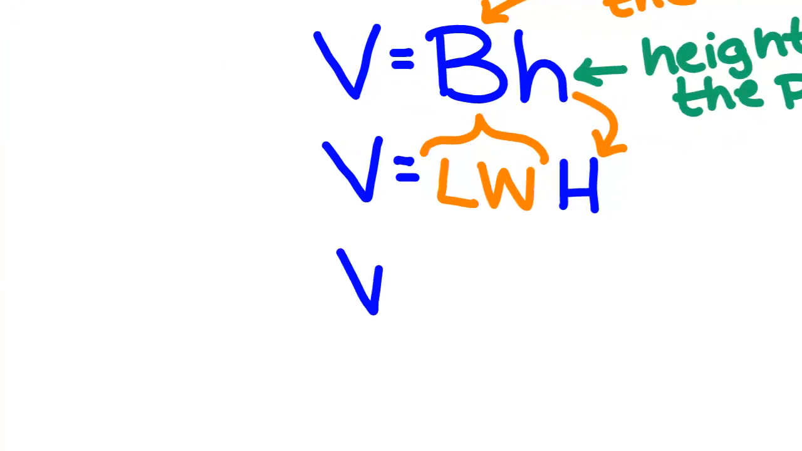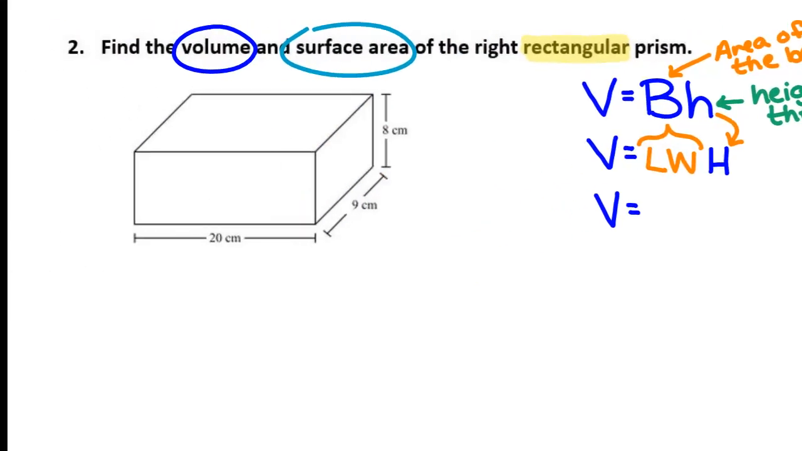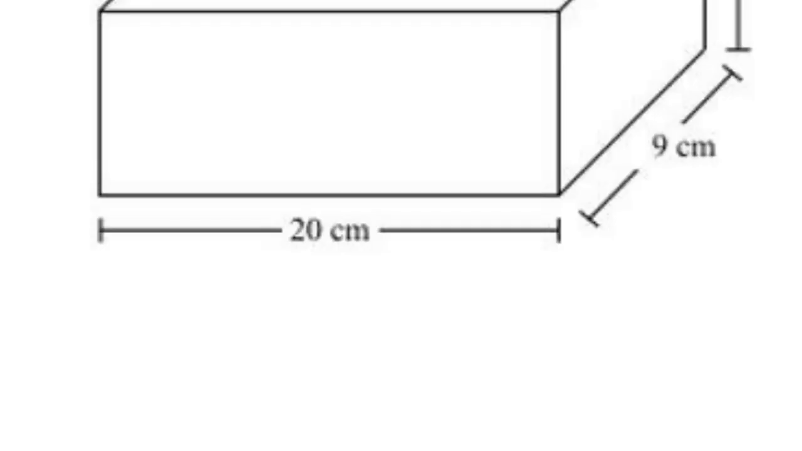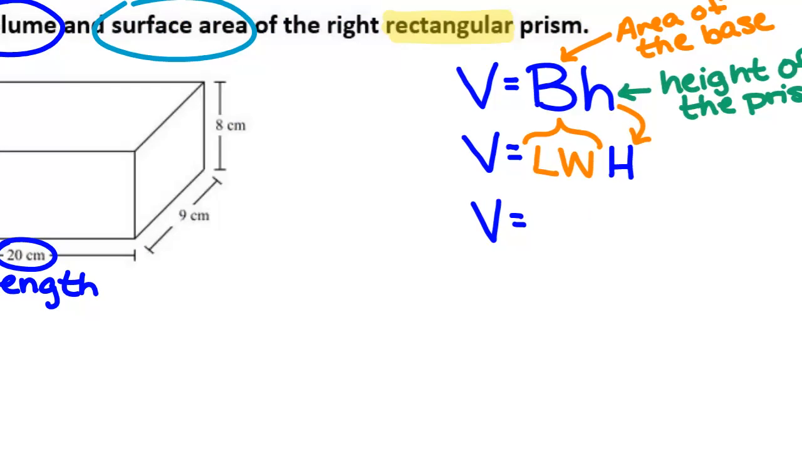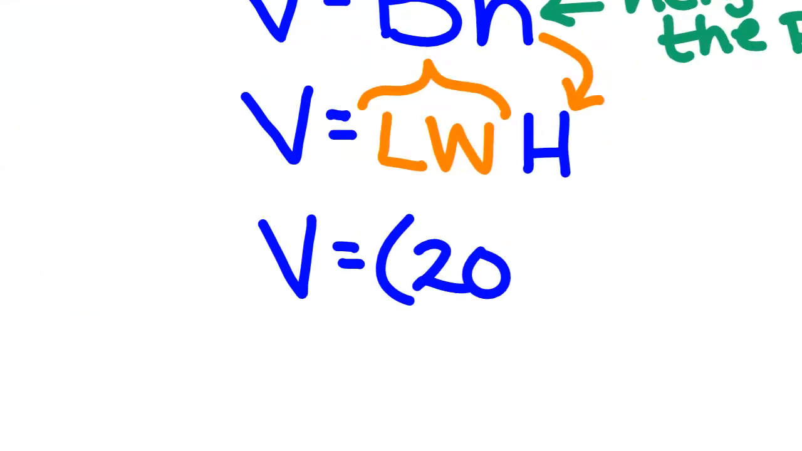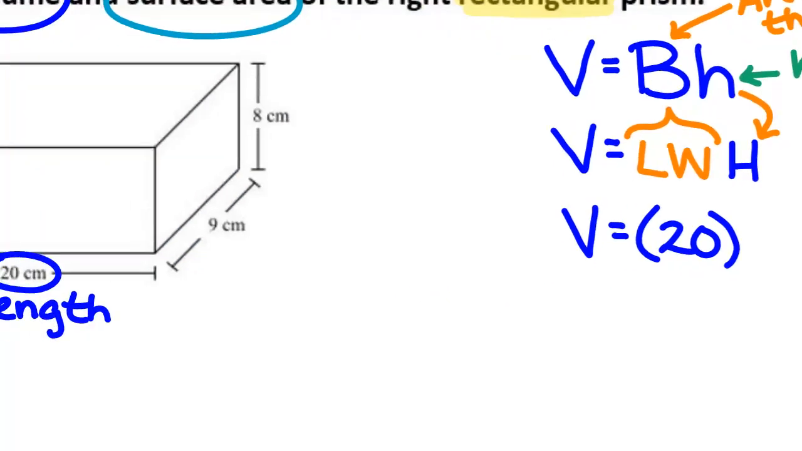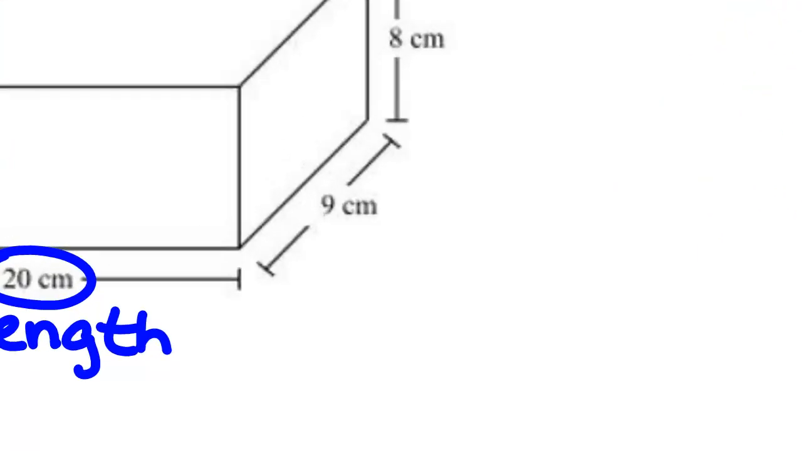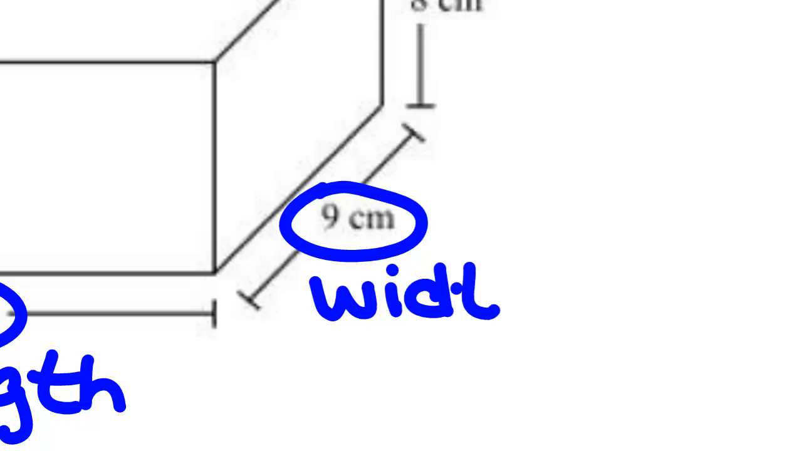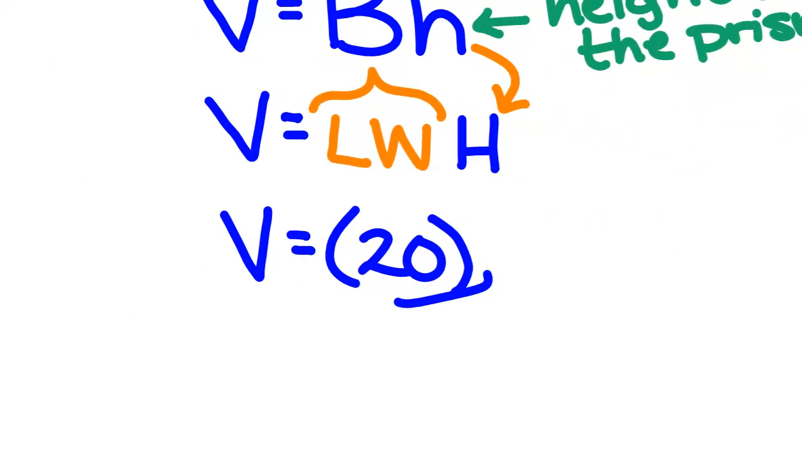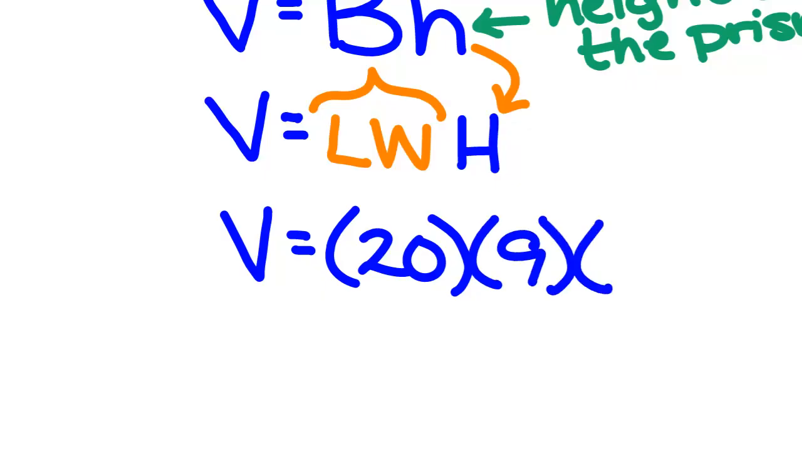So on this right rectangular prism, what is the length? 20 is my length, yes. How do you tell the difference between the length and the width? There is no difference, and it doesn't matter which you call which. But we're going with 20 for our length here. If 20 is the length, then what is the width? 9. And the height would be what? The height would be 8.